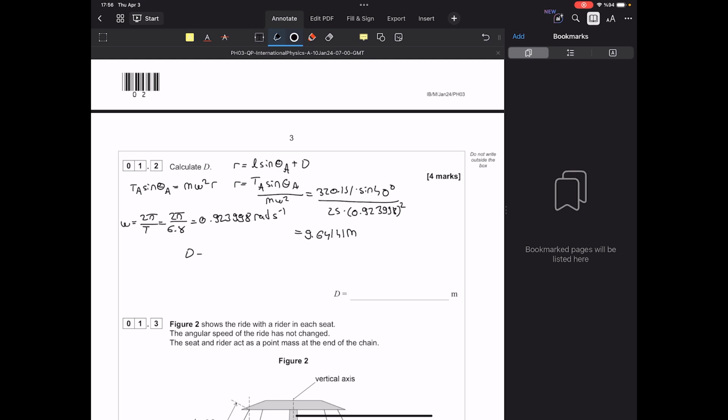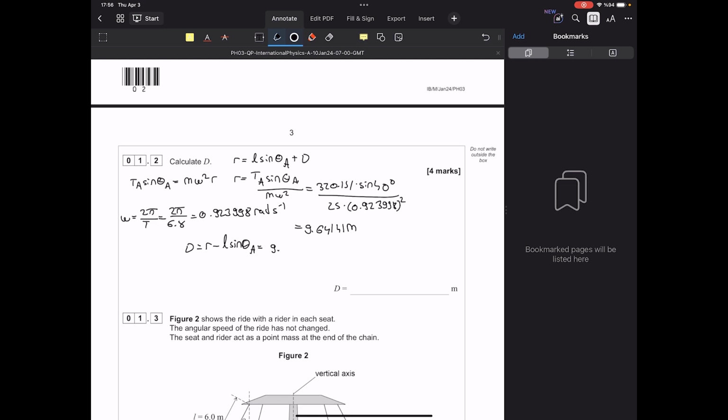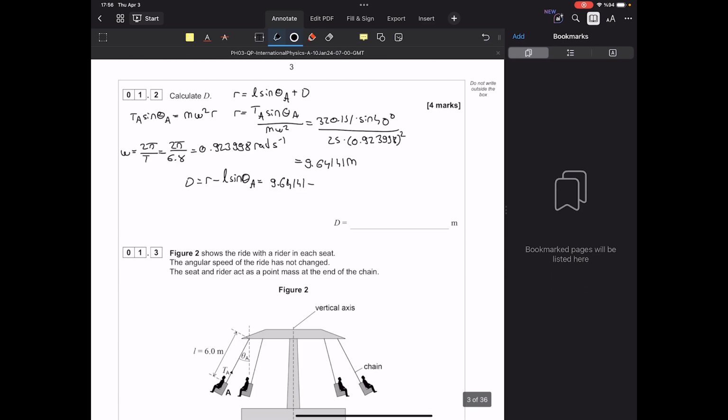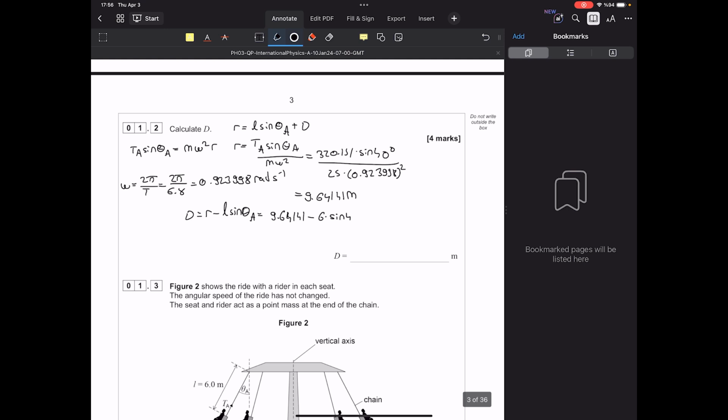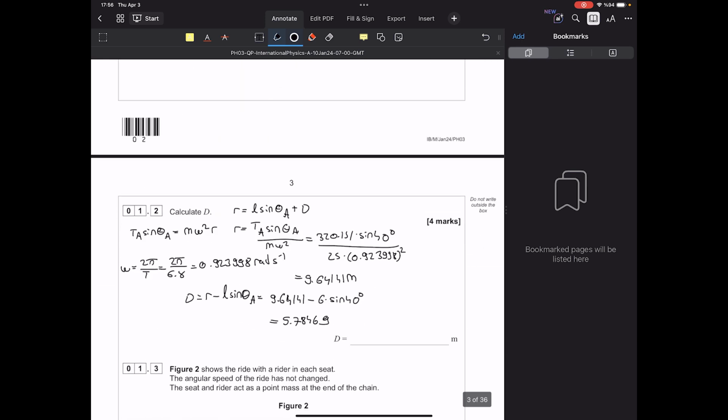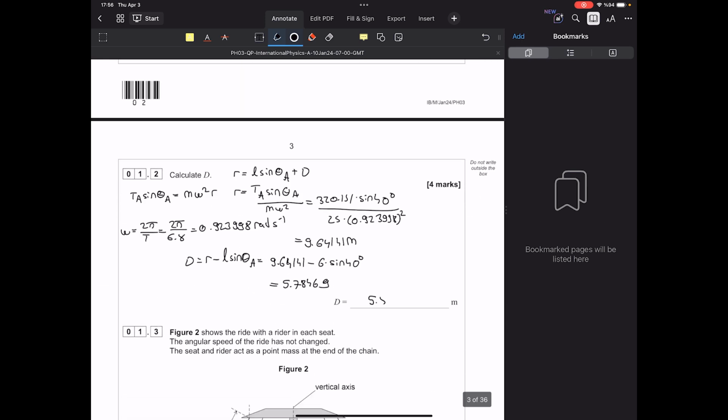Now we need to find D. So D is going to be R minus L sine theta A, which is 9.64141 minus 6 meters times the sine of 40 degrees. That will equal 5.78469. We have been given the values to 2 SF, so I'm going to write the answer in 2 SF. It is 5.8 meters.